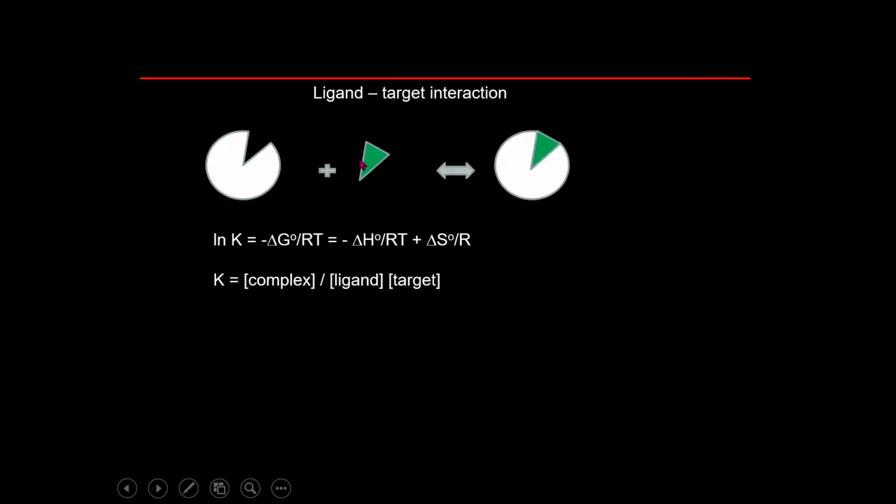When the ligand binds to a target, you have a binding constant, minus delta G by RT. Delta G, as you know, is delta H minus T delta S. Delta H is the heat, and delta S is the entropy. Entropy depends upon the flexibility of the ligand. If it has too many rotatable bonds, it will have too much flexibility.